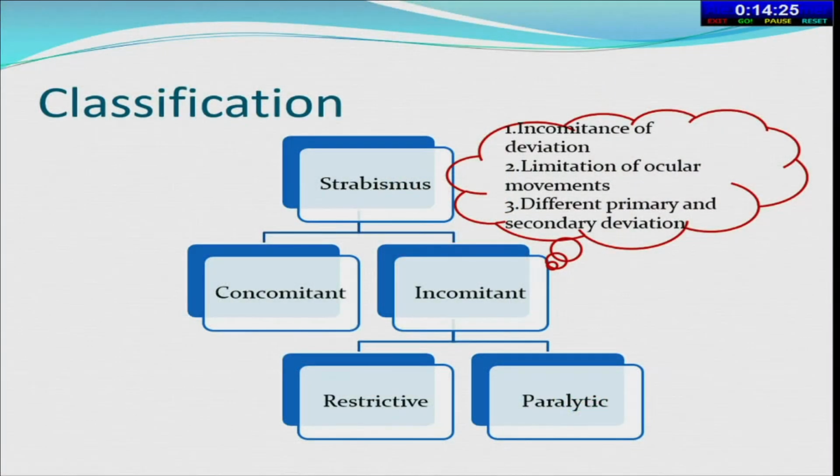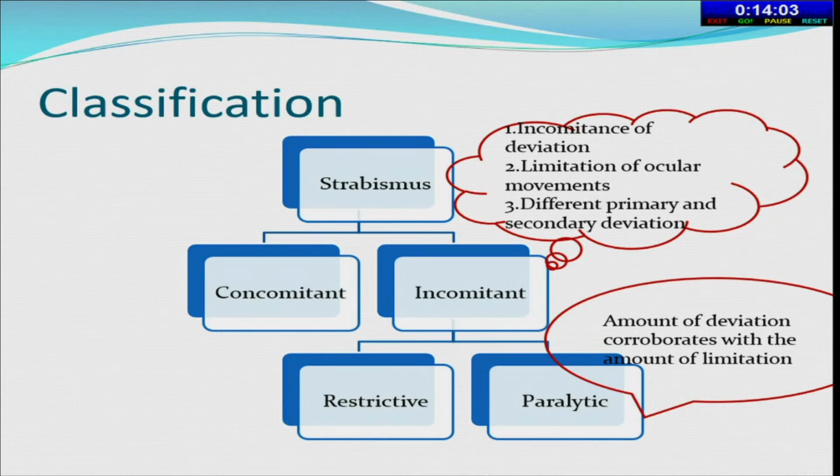To begin with, strabismus can be classified as comitant and incomitant. I'm sure we all know this. Incomitant can again be classified. Incomitance has its own characteristic features, like incomitance of deviation, so the deviations are different in different gazes. There is limitation of ocular movement, and there is a difference in primary and secondary deviation. Secondary deviation is always more than primary deviation in cases of incomitant strabismus. It can further be classified as restrictive and paralytic.